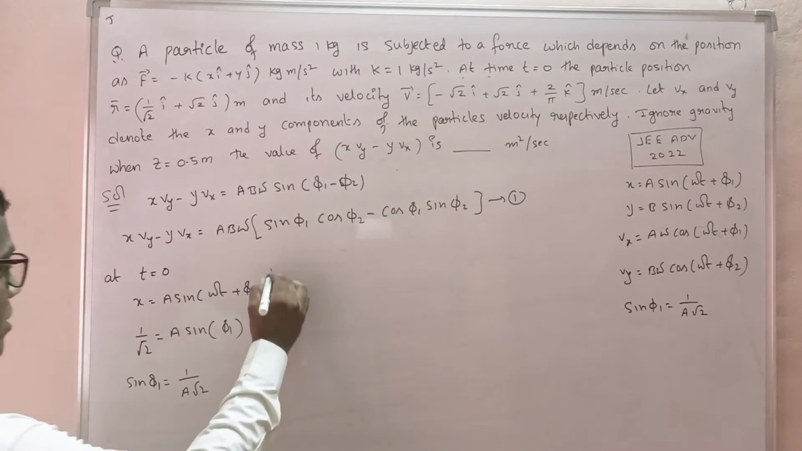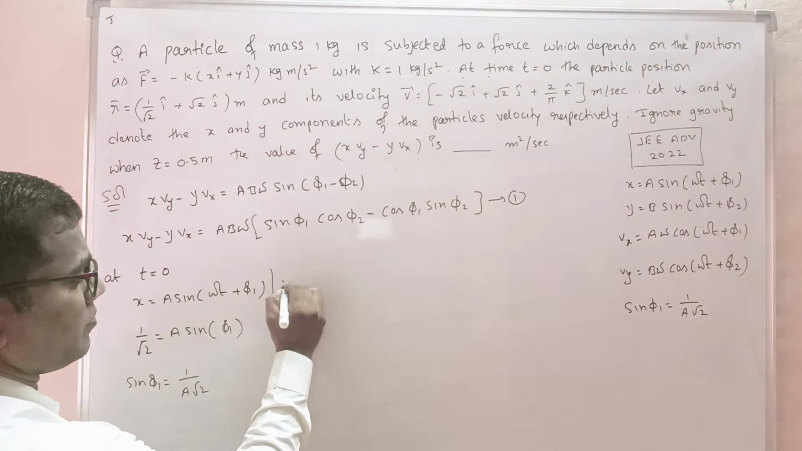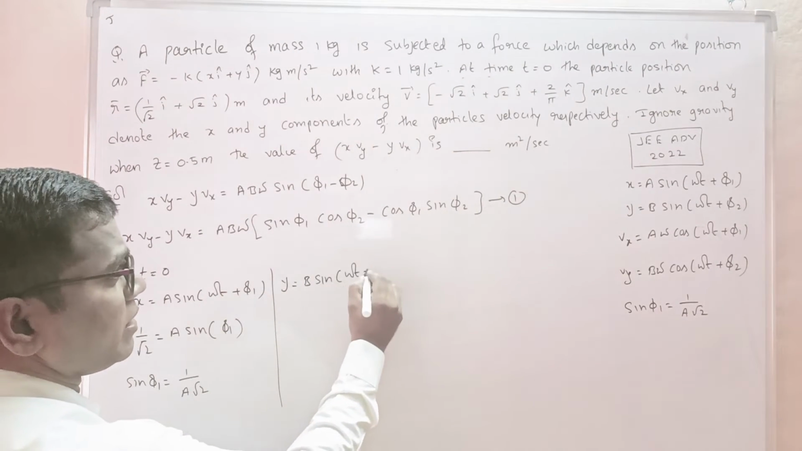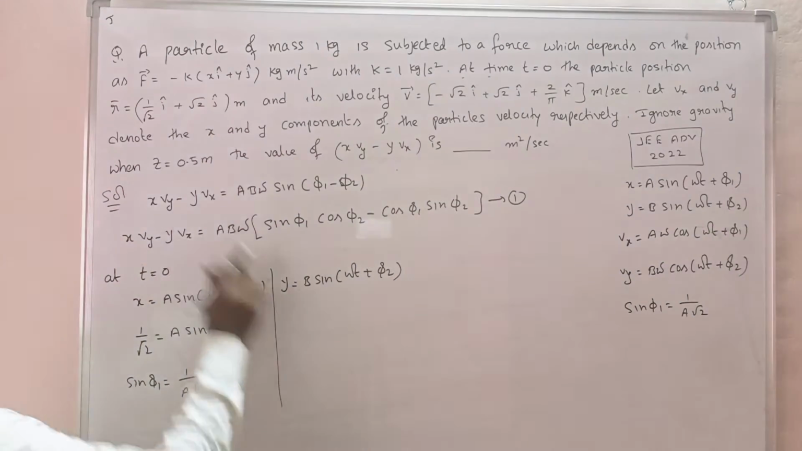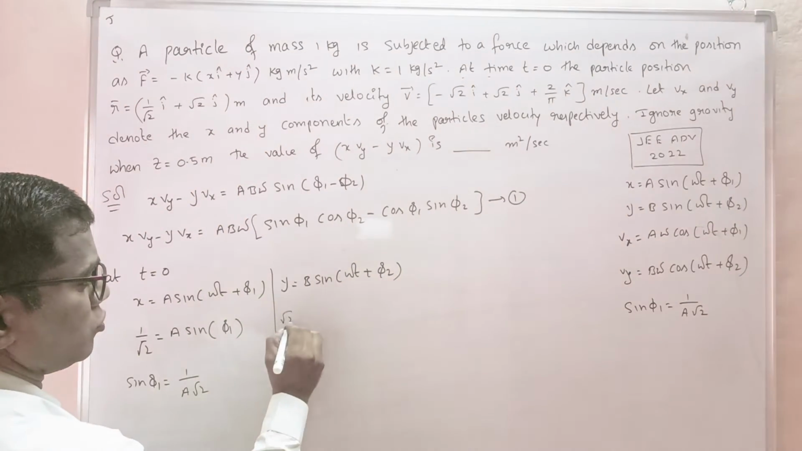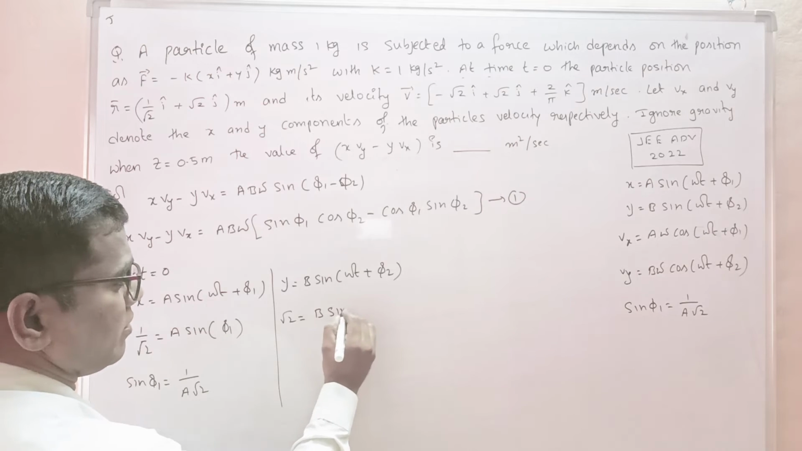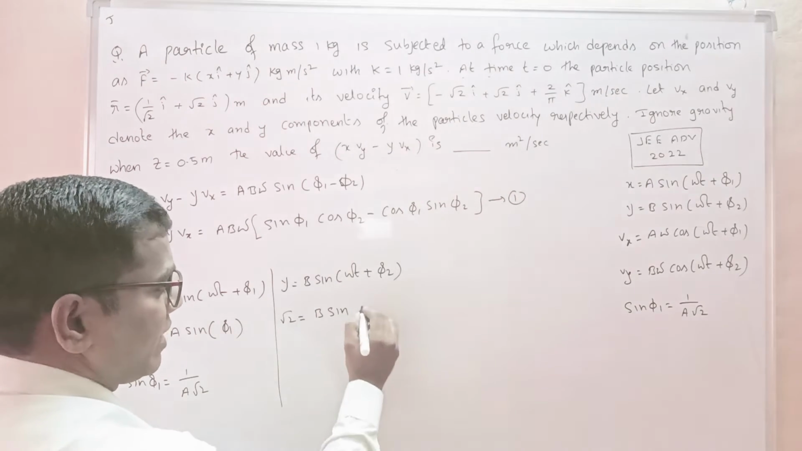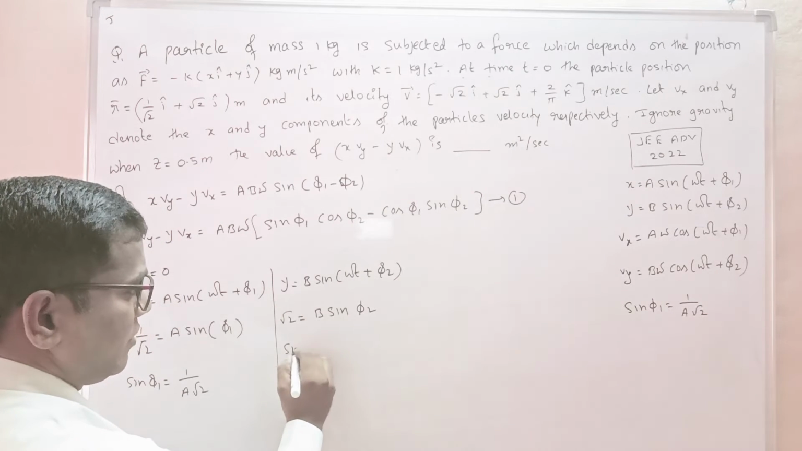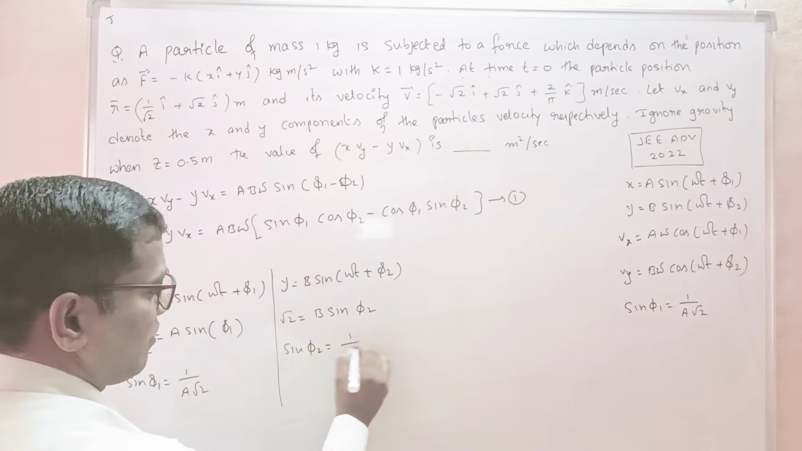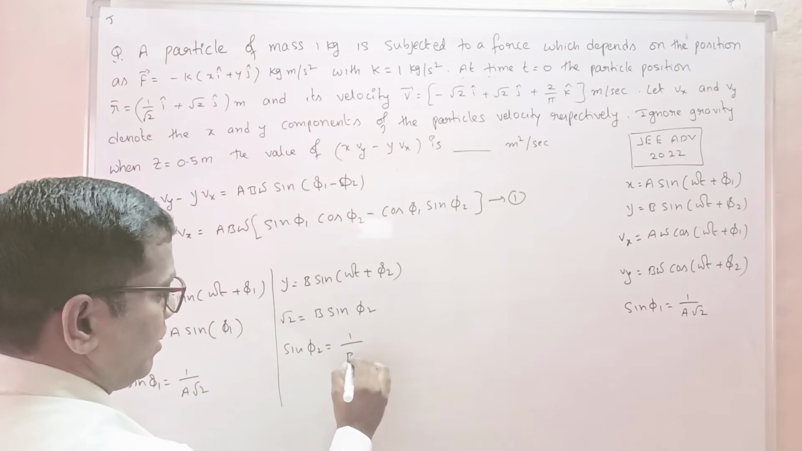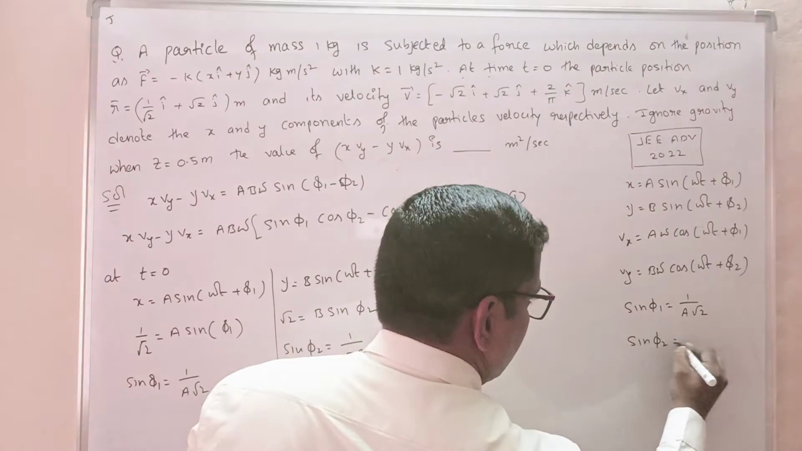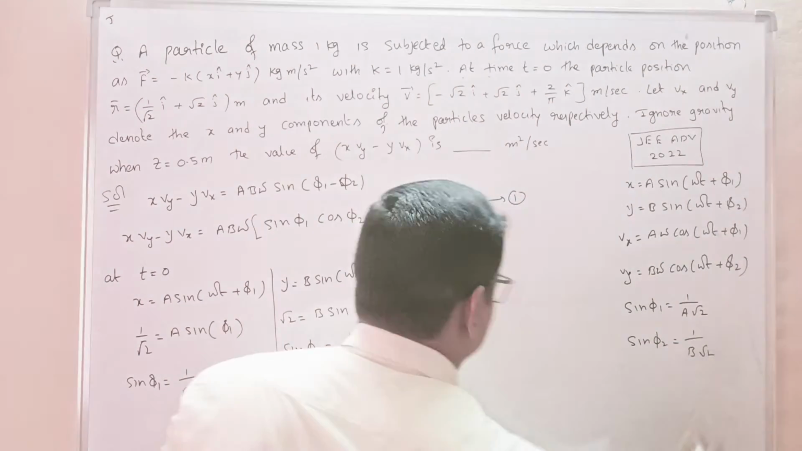And now see here, the y value is given as b sin(omega t plus phi 2). So how much is y given? Root 2. Root 2 is equal to b sin(omega t). At t equal to 0, omega t is 0, so directly we will get phi 2. So sin phi 2 can be written as 1 by b root 2. I will write here: sin phi 2 is 1 by b root 2.